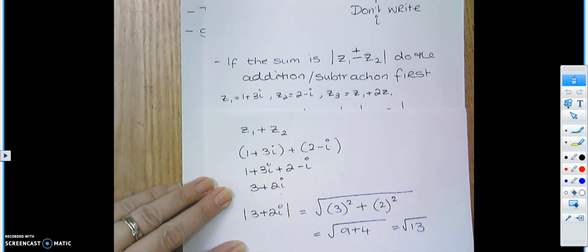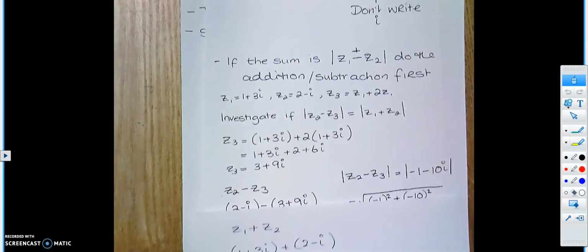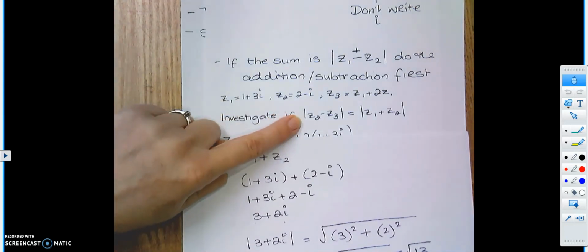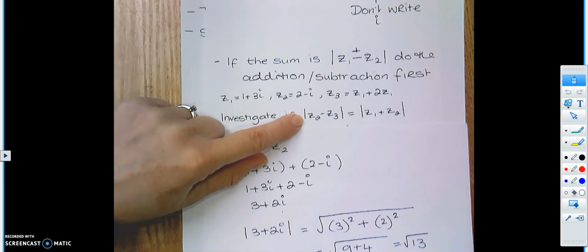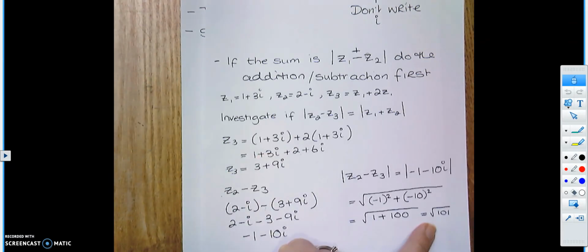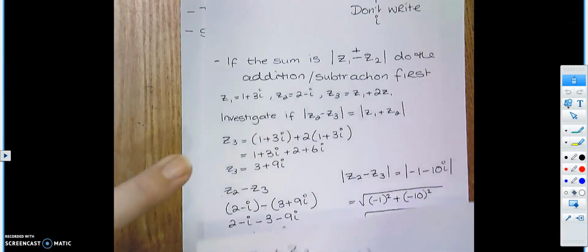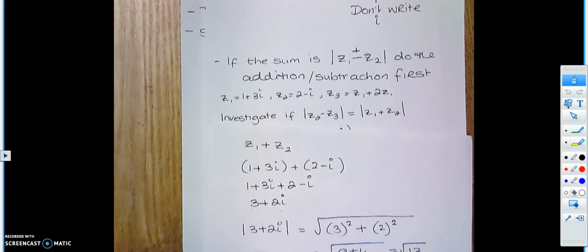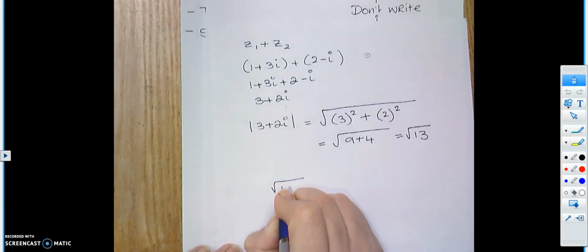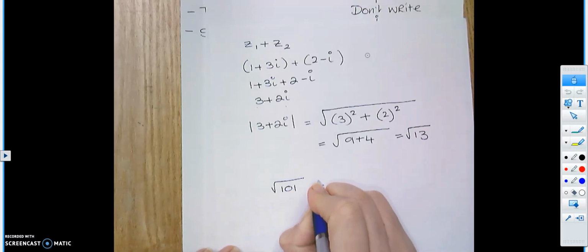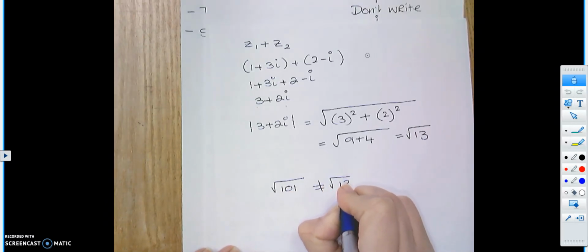So the question was, is the modulus of z2 minus z3 equal to the modulus of z1 plus z2? My z2 minus z3 modulus was equal to root 101. My z1 plus z2 modulus is equal to root 13. So the square root of 101 is not equal to the square root of 13.